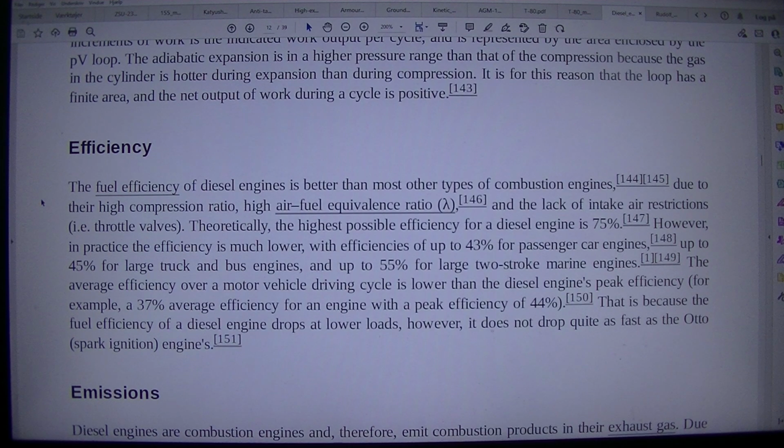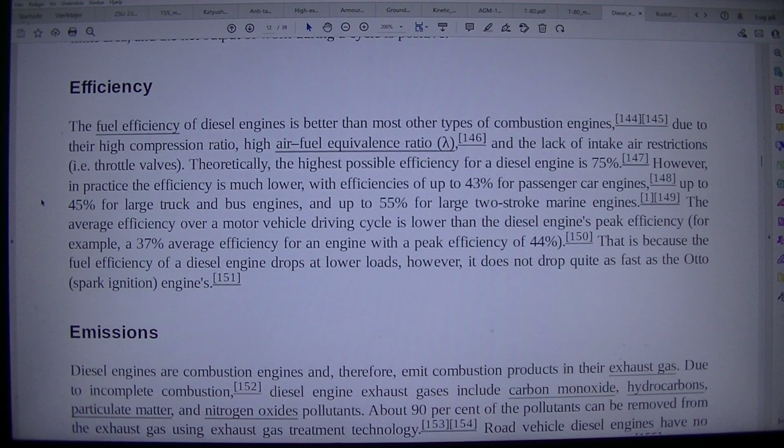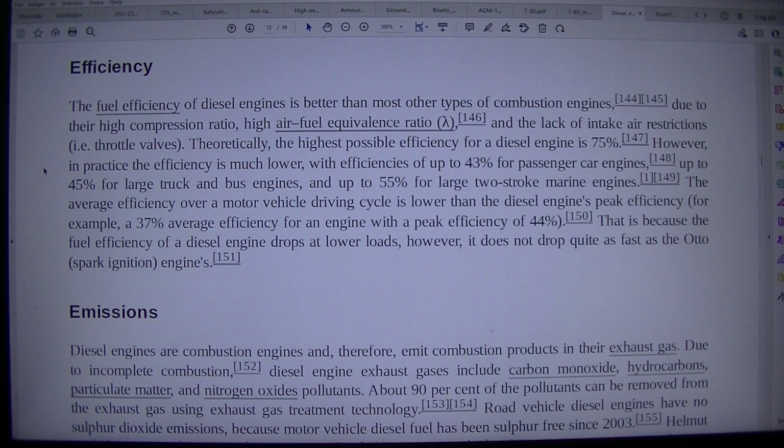Efficiency. The fuel efficiency of diesel engines is better than most other types of combustion engines, due to the high compression ratio, high air-fuel equivalence ratio, lambda, and the lack of intake air restrictions, i.e. throttle valves. Theoretically, the highest possible efficiency for a diesel engine is 75%.